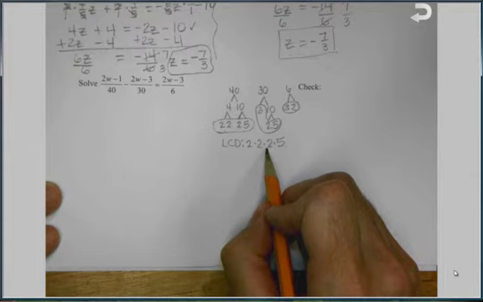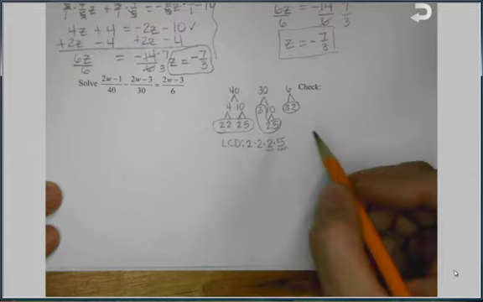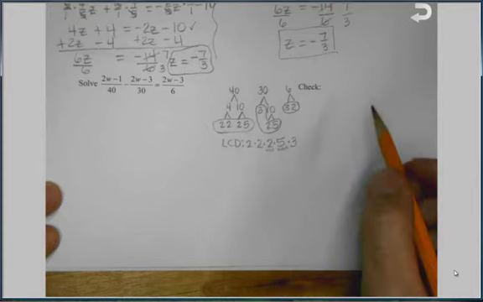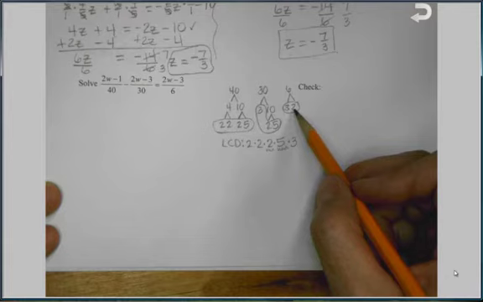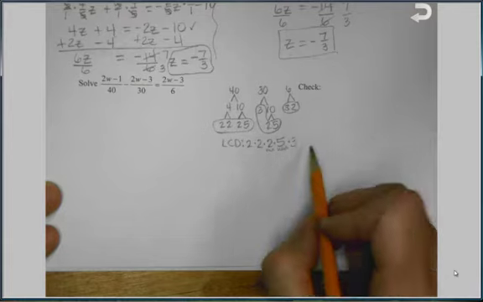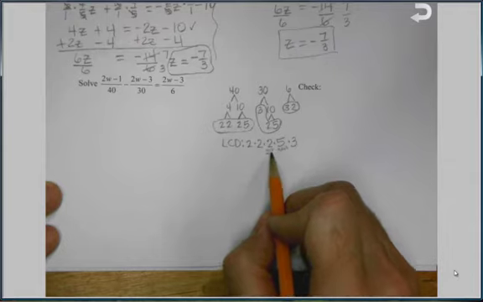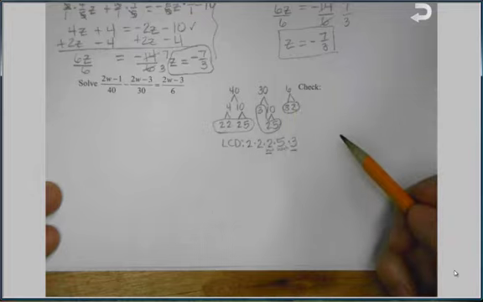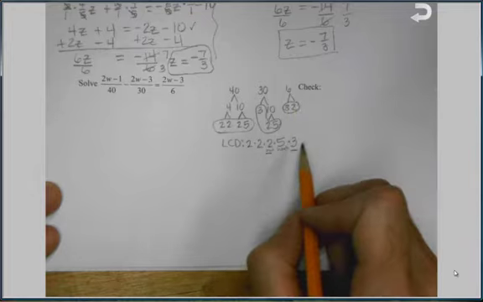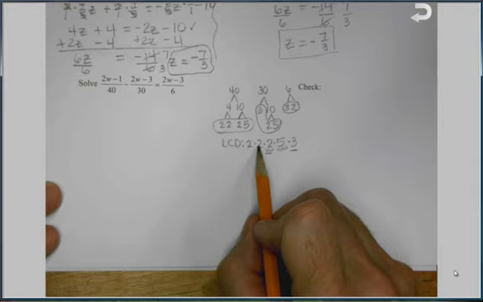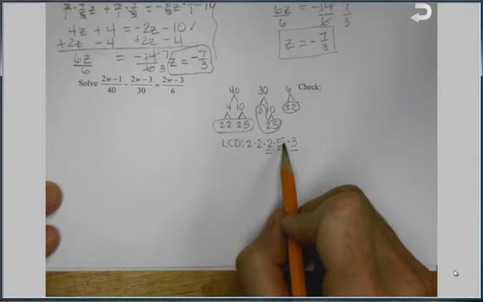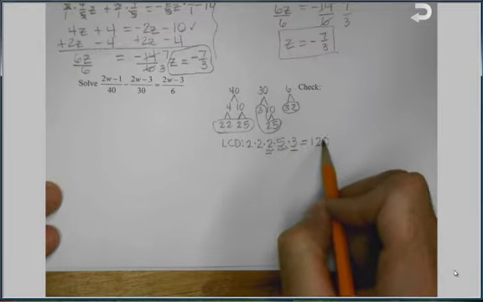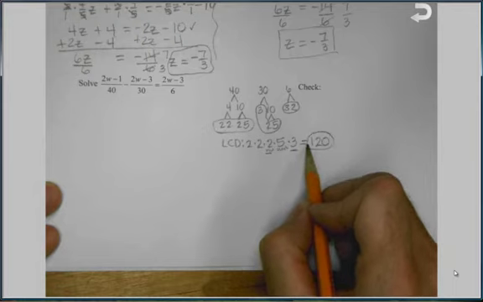I have a 2 right there, and I have a 5 right there that I can share, but I don't have a 3 yet, so I need to put a 3 onto my list. Then the last denominator is 6, so I need a 2 times 3. So I look back at my list. I have a 2 and I have a 3 now, and those two I can share. I don't have to put anything additional onto my list. So when I multiply these all together, 2 times 2 is 4, times 2 is 8, times 5 is 40, times 3 is 120. So my least common denominator is 120.